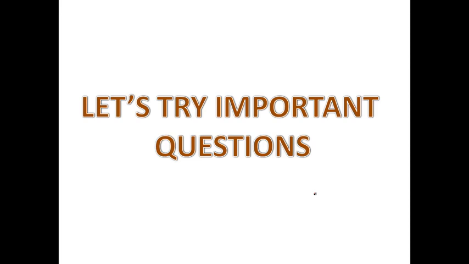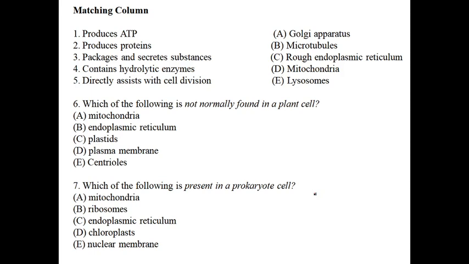So this is about the cell organelles. Let's try out some important questions that come in exam from the cell unit. All of these questions are very important as we have discussed in the cell part. First, which organelle produces ATP? Out of all of these, it's mitochondria. So we can say mitochondria produces ATP because it is known as the powerhouse of the cell.